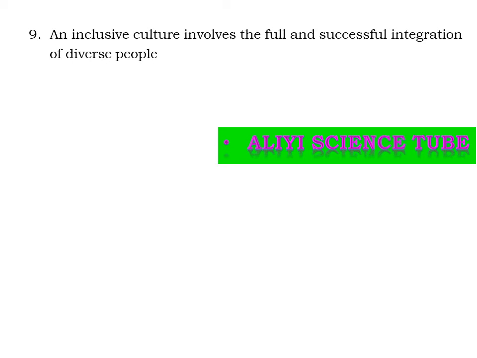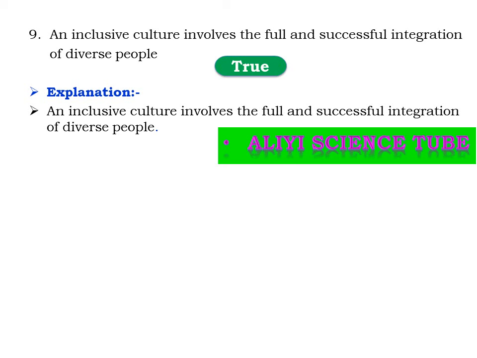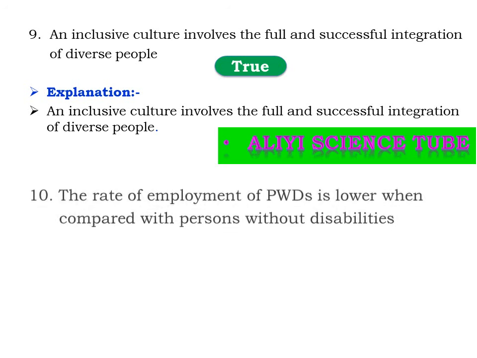Question number 9. An inclusive culture involves the full and successful integration of diverse people. The answer is true. An inclusive culture involves the full and successful integration of diverse people. So the answer is true.